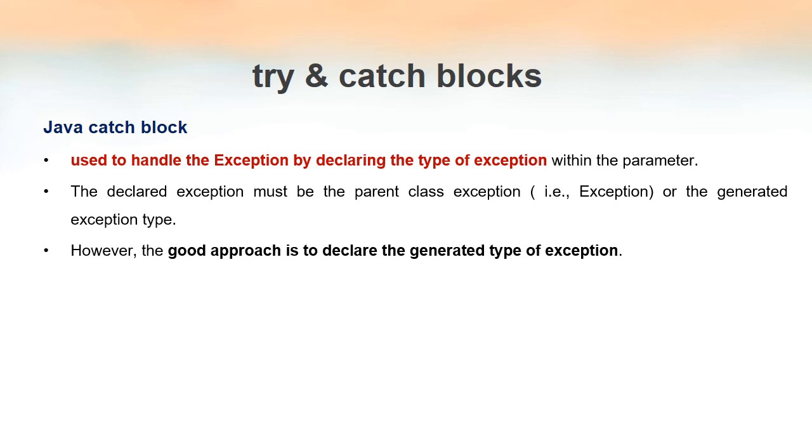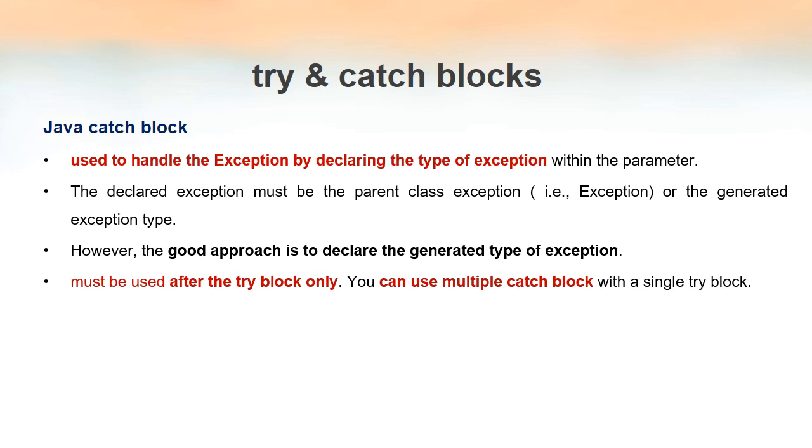That is, a good approach is to declare the generated type of exception, and a catch block must be declared only after a try block. A catch block cannot stand alone, and also there can be multiple catch blocks for a single try block. That means a single try block followed by a number of catch blocks is possible. Suppose we need to handle arithmetic exception, we can write one catch block for it. Suppose we need to handle array index out of bounds exception, then we can write another catch block. Without writing a new try block, for the same try block we can write multiple catch blocks.